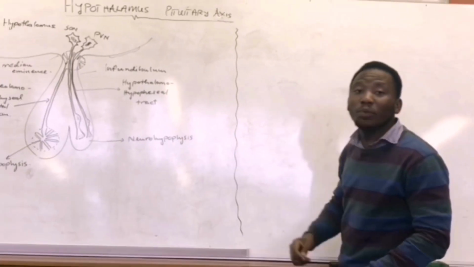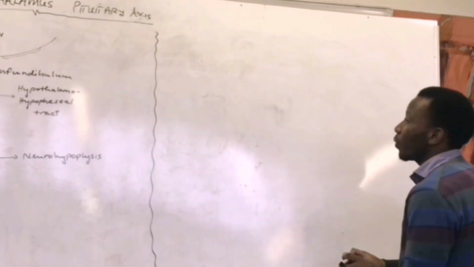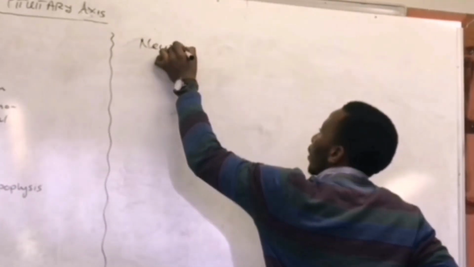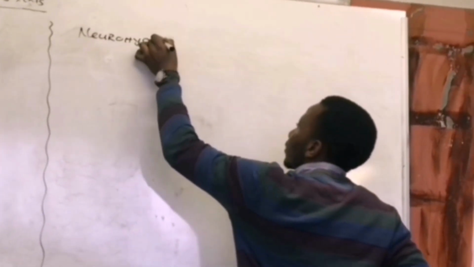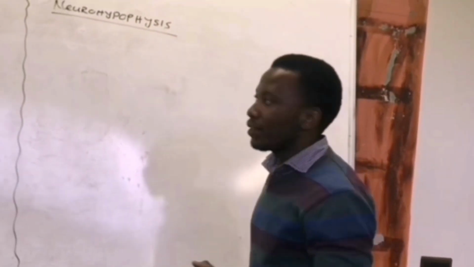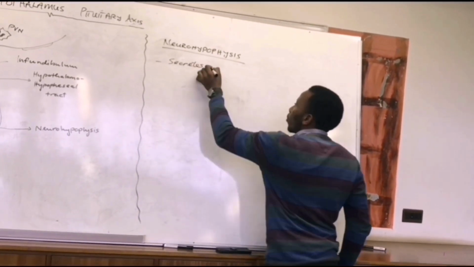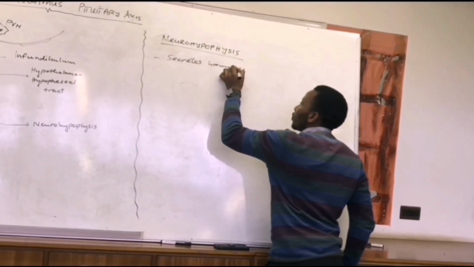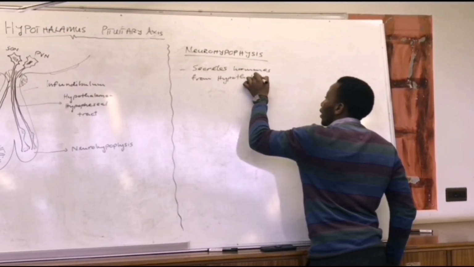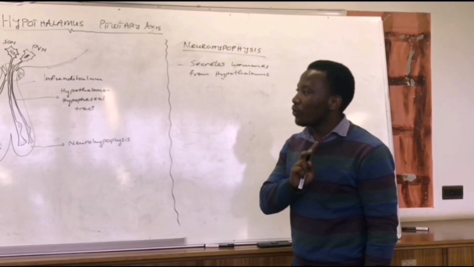So now, let's start with the posterior pituitary gland. We need to dissect it and look at what it produces, right? So here we go. The posterior pituitary gland, we call it the neurohypophysis, okay? The neurohypophysis only secretes hormones produced by the hypothalamus. Which hormones are these? We have two major hormones that we find in your posterior pituitary gland.